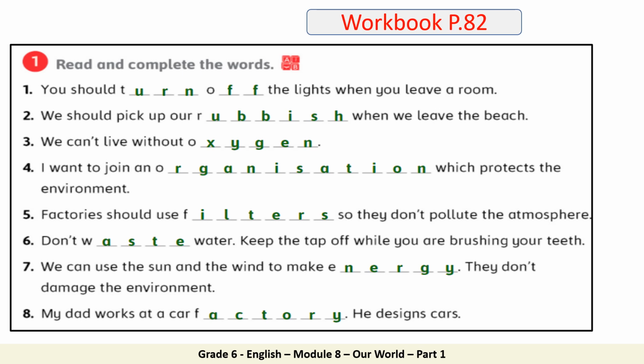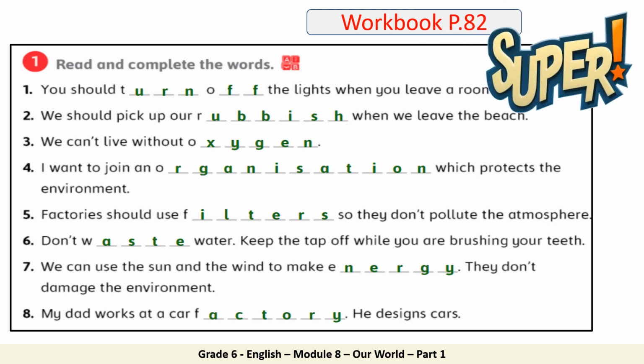Number 7, we can use the sun and the wind to make energy. They don't damage the environment. Obviously, I hope we all do that. Number 8, finally, my dad works at a car factory. He designs cars. That's awesome, everyone. Great, great job.